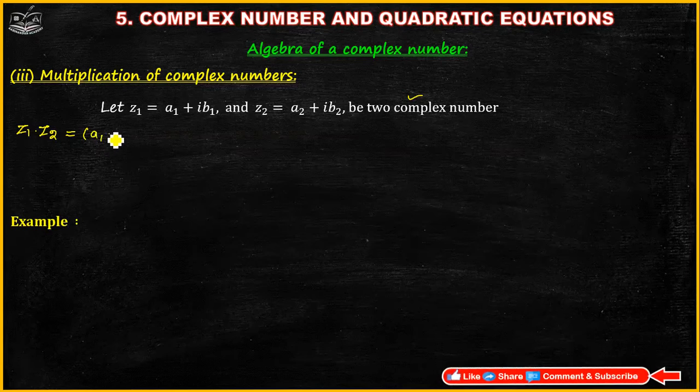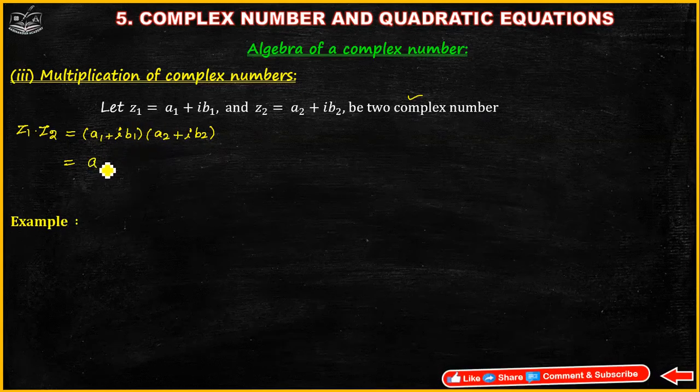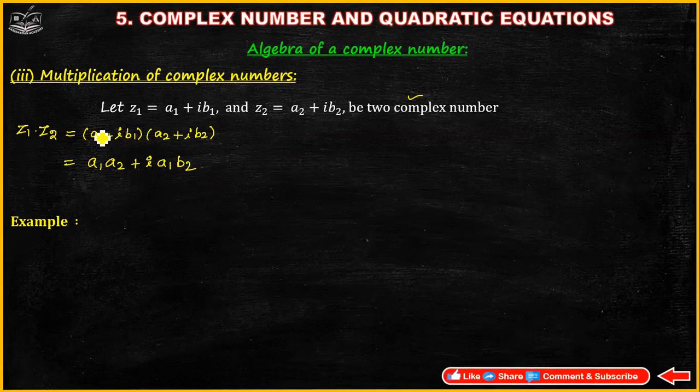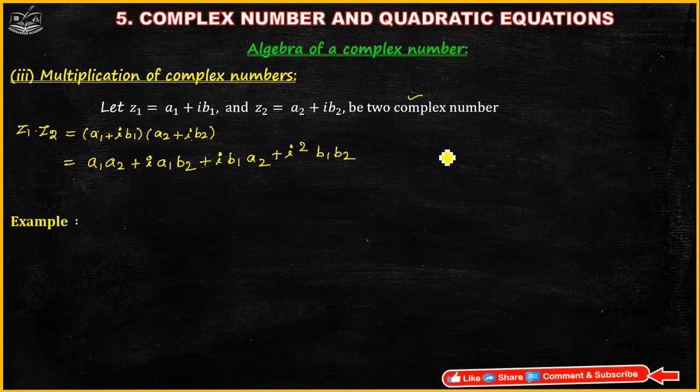z1, what's the value? a1 plus ib1. z2, what's the value? a2 plus ib2. Now just multiply them directly. a1 a2, multiply directly. a1 times a2 gives a1 a2. Next, plus i a1 into b2. a1 again multiplied with i. Next, ib1 multiplied gives plus i b1 into a2. Next, multiplying the i's gives plus i squared b1 and b2. Now think about what's the value of i squared? i squared is equal to minus 1.